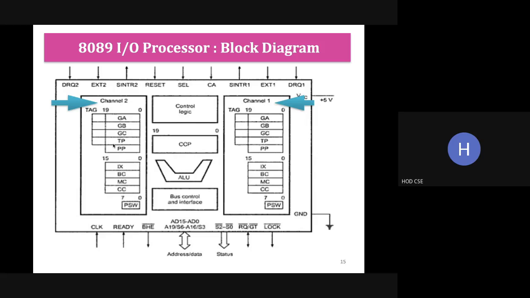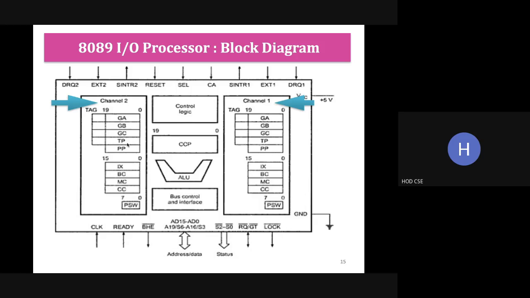As I told you, we are going for DMA data transfer. We must know the source address and also the destination address for data transfer. So GA will contain the source address. It is a 20-bit register, and GB contains the destination address, and GC contains the base address. GA contains the source address, GB contains the destination address, and GC contains the base address.